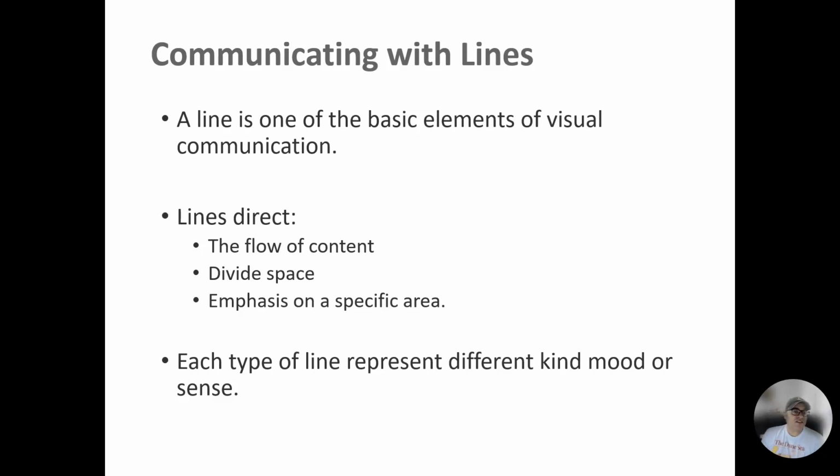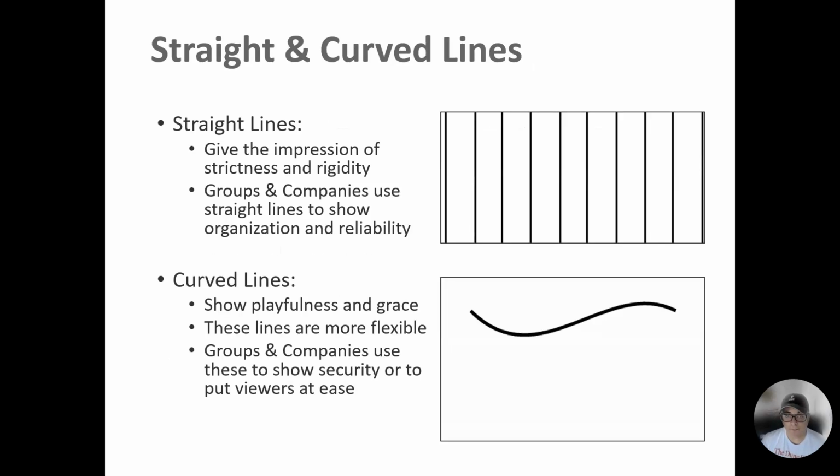Another thing it does is it divides space, and you can emphasize specific areas for people to really highlight and see where you want to direct them in more ways than one. Each type of line represents a different kind of mood or sense, and by using specific lines, you can gather different sensory responses from them. For example, straight lines give the sense of impression, strictness, and rigidity. They are meant for consistency all the time. That's why we see them a lot in government facilities and places that want to show tradition and consistency a lot of times.